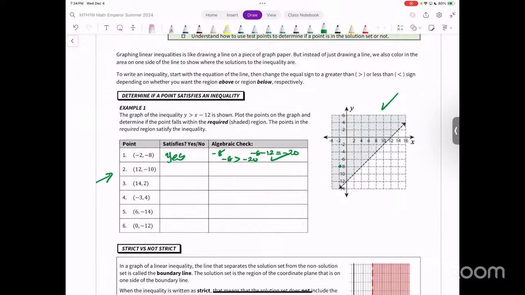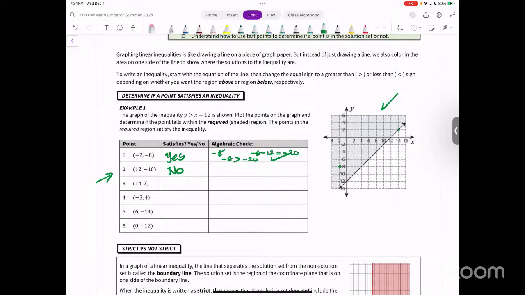Okay, Michelle, do you think 12 comma -10 is on the shaded region? No. Pretty good. We can verify algebraically. And Shreya, is 14 comma 2 on the shaded region? Yeah, it's on the line. Yes, so on the line.